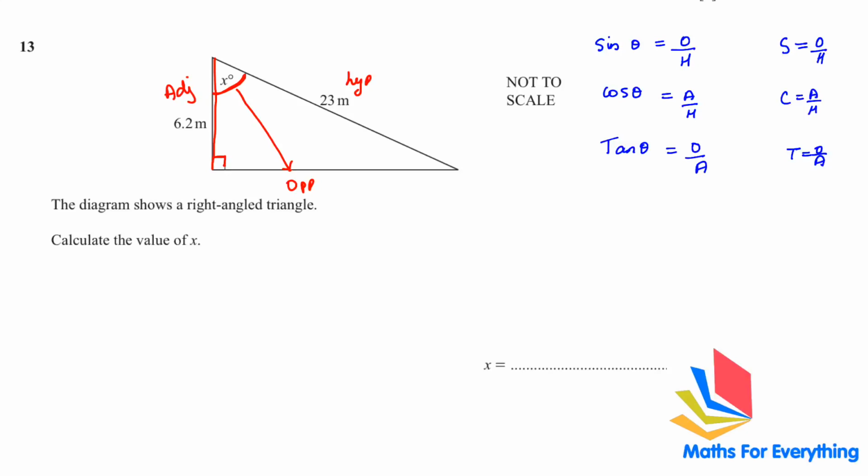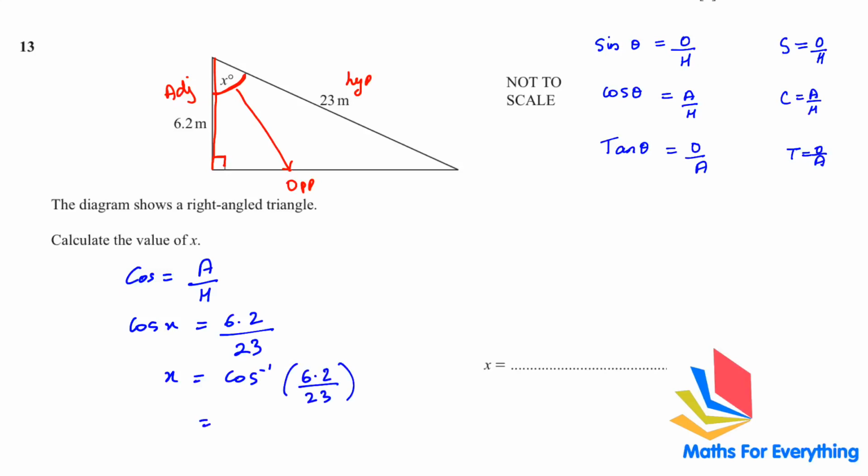So when you're solving a trig question, let's see first what we have. We have the hypotenuse and the adjacent. So we write here, we have the adjacent and the hypotenuse. What does that mean? We have to use cos. Cos x is equal to 6.2 over 23. And to find the angle, we write cos inverse 6.2 over 23. We'll get 74.36. And when we round it to one decimal place, the answer is 74.4.